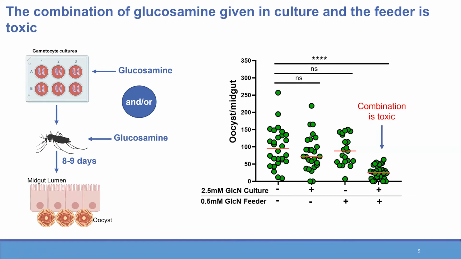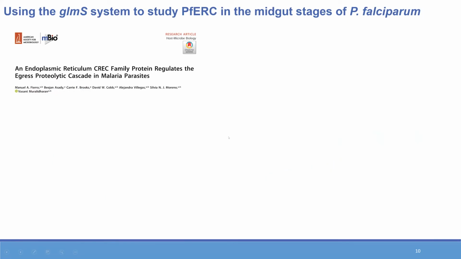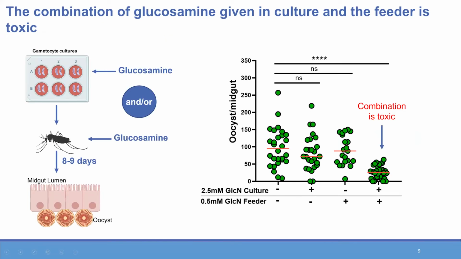So we have here the first, let's not skip 100 slides, okay. Okay, we have here the first column is the control. We then have glucosamine added to the gametocytes for 48 hours prior to feeding to the mosquito at 2.5 millimolar. And then we also have glucosamine given in the blood feeder at the time of feeding to the mosquito at 0.5 millimolar. And then the last panel is the combination of the two. And then 8 days later, we dissect and count oocysts.